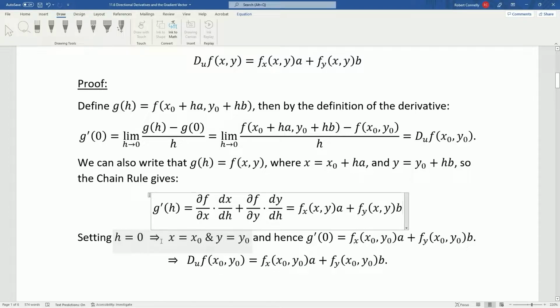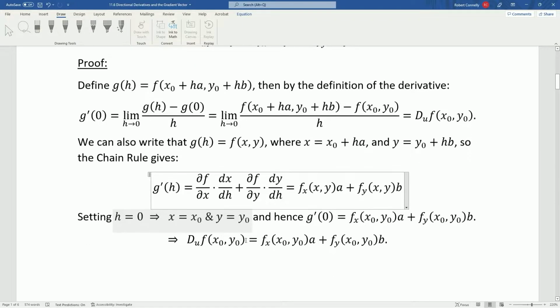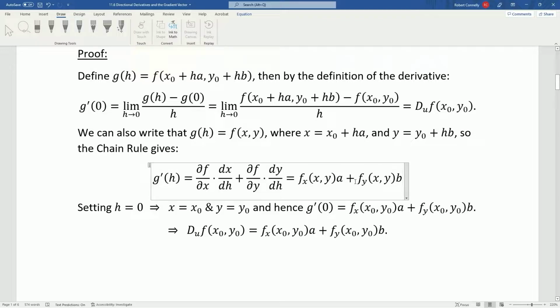So if we set h equal to 0, then what do we get here? We get that x and y are going to be equal to x naught and y naught. And so g prime of 0, based on this formula, gives us the partial of f with respect to x at the point x naught, y naught times a plus the partial of f with respect to y at x naught, y naught times b. So what have we shown here? That g prime of 0 has to be equal to the formal definition of the directional derivative, but also g prime of 0 is equal to this expression. So if these two things are equal, then the directional derivative at this point is equal to this expression involving the partial derivatives. So not too crazy.